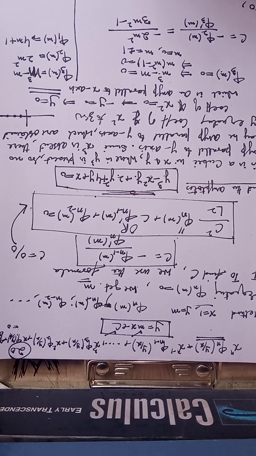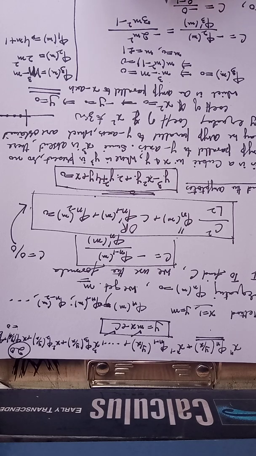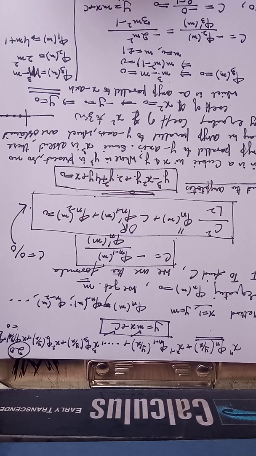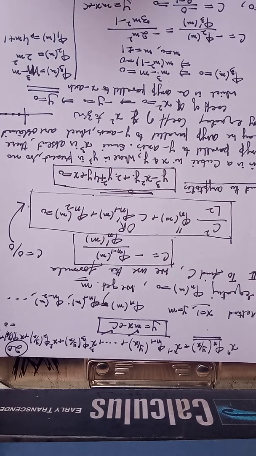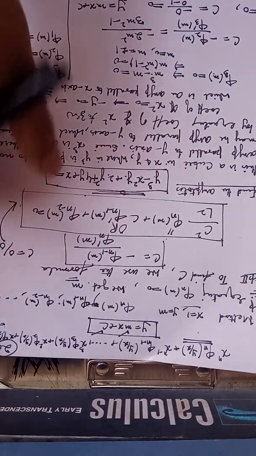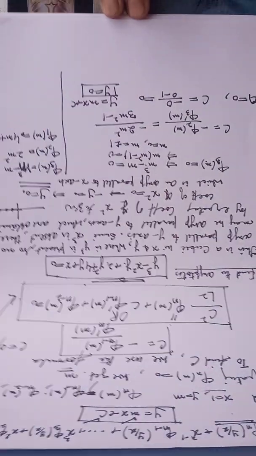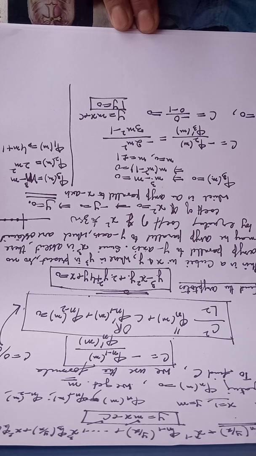Now when m is equal to 0, your c is minus 0 by 0 minus 1, which is 0. So y equal to mx plus c means y equal to 0, which you have already found. Because you cannot have more than 3 asymptotes. A cubic will have at most 3 asymptotes. 4th degree, 4 asymptotes. 5th degree, 5. At most. It may or may not have.